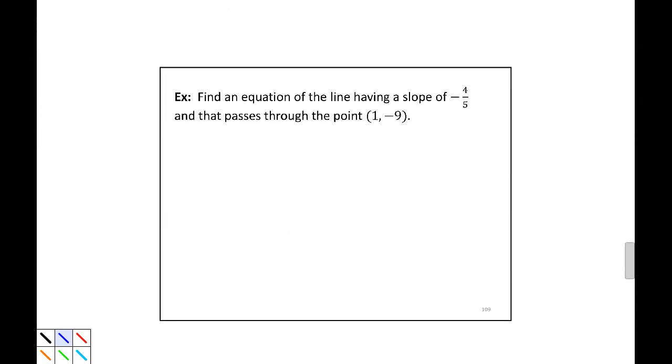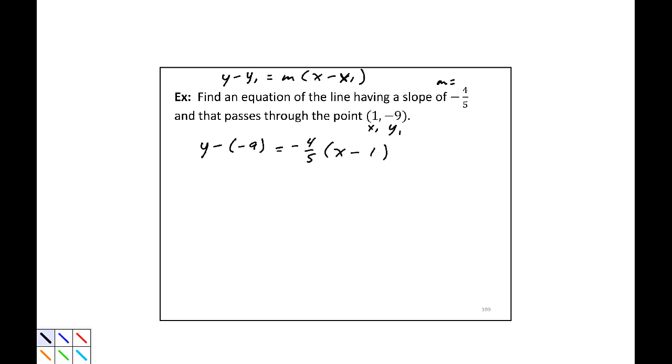Find the equation of the line having a slope of -4/5 that passes through the point 1, -9. Our point slope form is y minus y1 equals m times x minus x1. So this will be y minus, my y1 is, I need to label these actually, x1, y1 for my point 1, -9. And here's our slope. So y minus a -9 equals my slope, -4/5, times x minus 1.